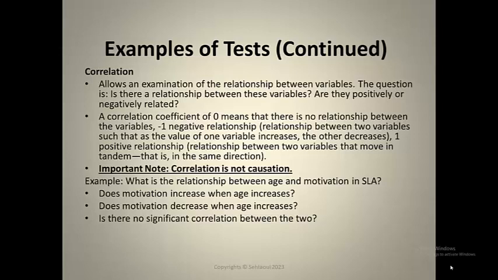Example: what is the relationship between age and motivation in second language acquisition? And these are sub-questions. Does motivation increase when age increases? Does motivation decrease when age increases? Or is there no significant correlation between the two? Okay. But again, this is a correlation study. It's not a causation study.